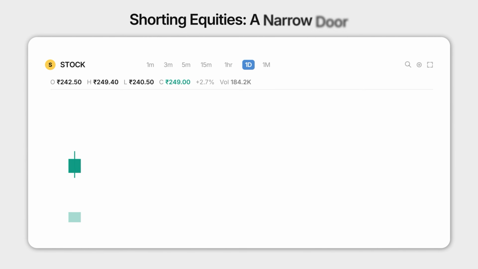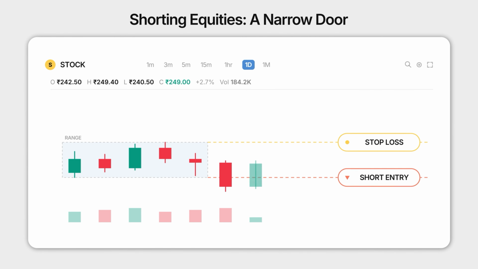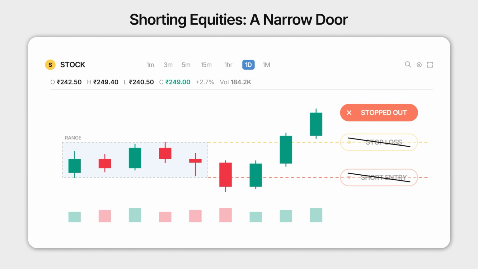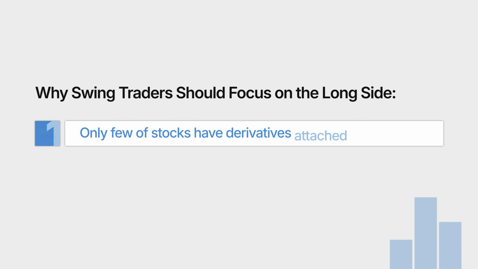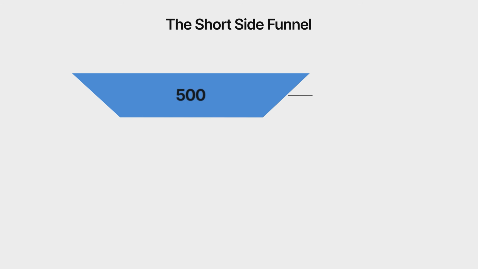One last point before we get into instrument and stock selection. When it comes to equities, it's really hard to take swing trades on the short side, and there are 2 reasons for that. First, there are many stocks, but only a handful have derivatives attached to them. Say you define a liquidity threshold for stocks you would consider tradable, you might land on something like 500 stocks. But of those, we only have close to 200 stocks in the F&O segment.